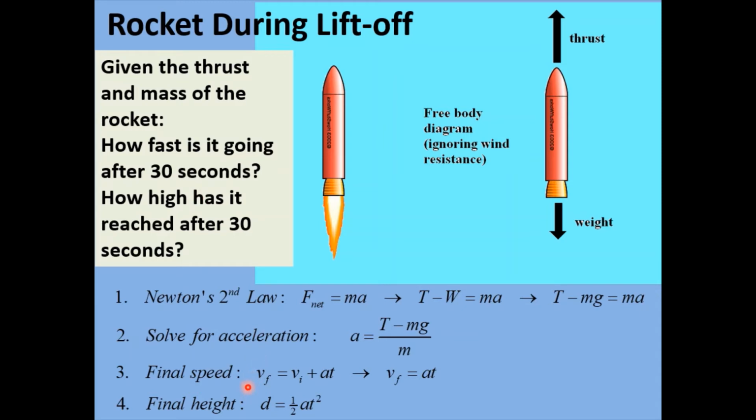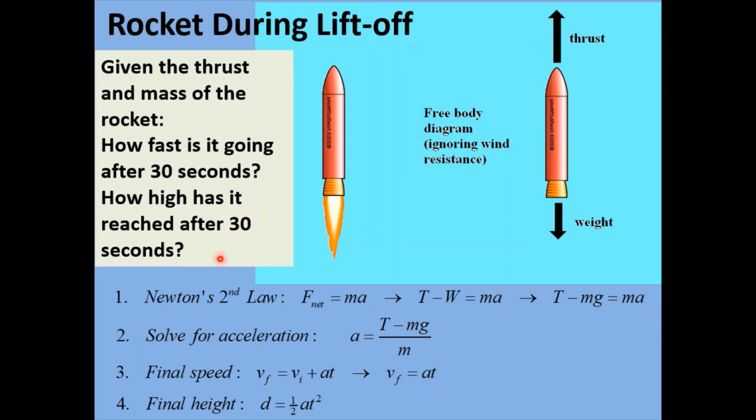So the final speed of the rocket, remember some of our kinematics equations, is final speed, or velocity, is just equal to the initial velocity, which is 0, by the way, plus acceleration times time. So we would just take our acceleration from the previous step here and multiply it by 30 seconds. And that would give us our final speed at 30 seconds.